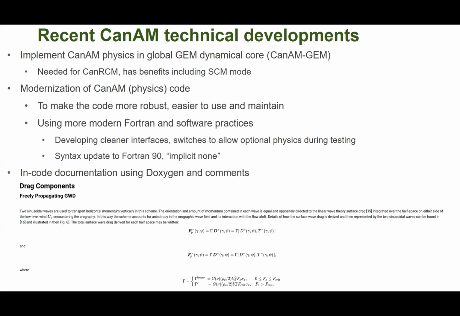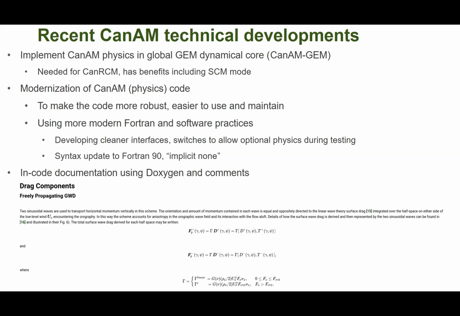Because as many of you might know, when you're working on physical parameterizations, that's quite a nice way to do some initial development work. And then into the actual core codes, there's been a lot of work trying to modernize our CanESM codes. This is to make the code more robust, easier to use and maintain going forward. And this has been a lot of work that's been led by our technical group to help guide some of this effort to use more modern Fortran and software practices.